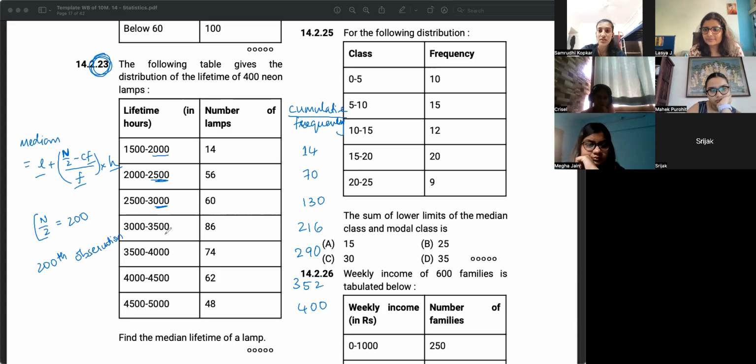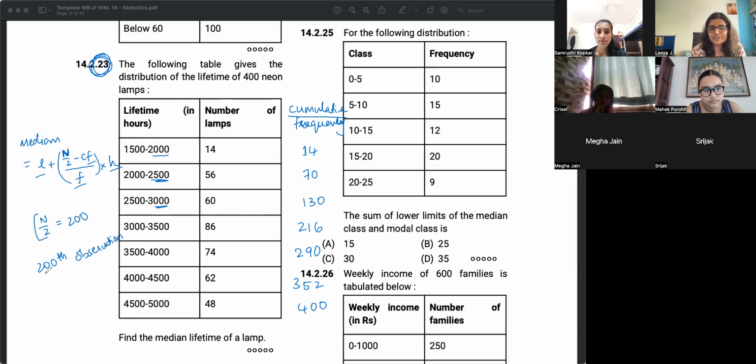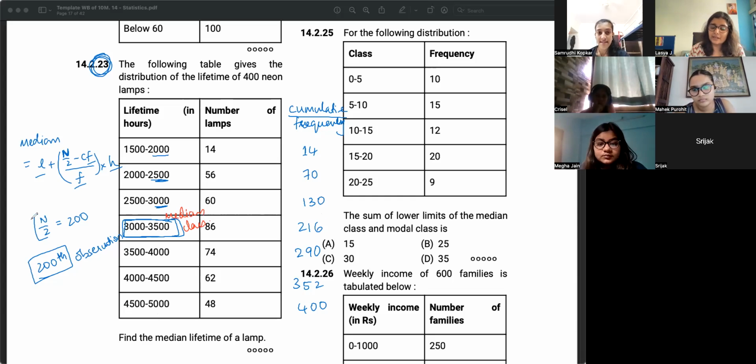3000 to 3500. Right? So 130 observations तक इस class में हो गए, and the next 86 observations, मतलब 216 तक यहाँ पे है, which means the observation number 200 जो आ रहा है, that is in this particular class. So this is going to be your median class. Okay. So step 2, median find out करने के लिए, once you got your cumulative frequency table, then find out n by 2 and you will get which is the median class.